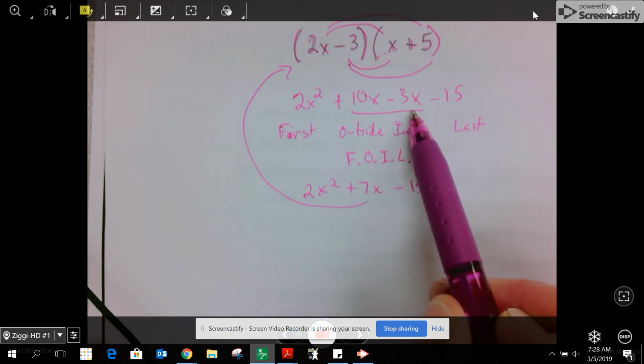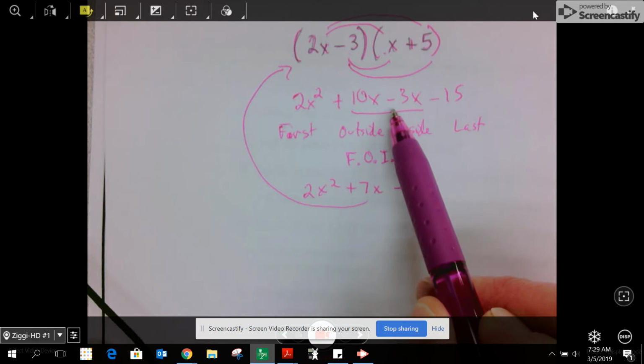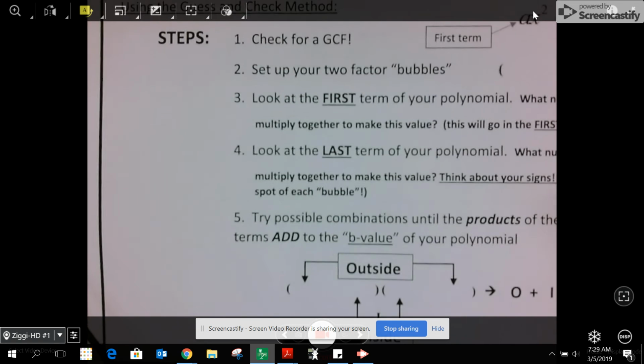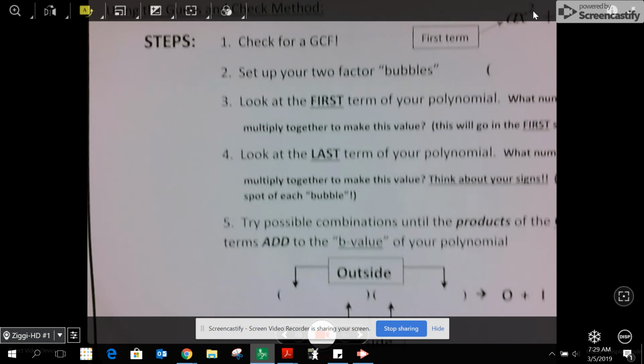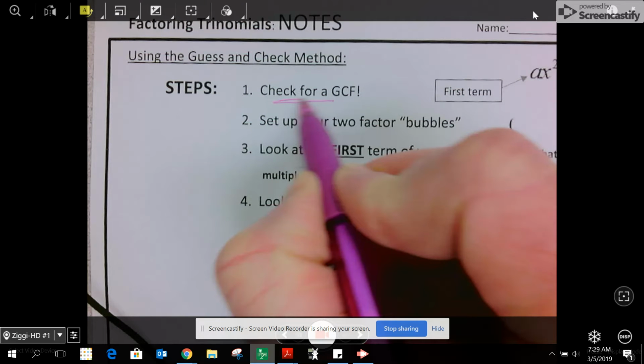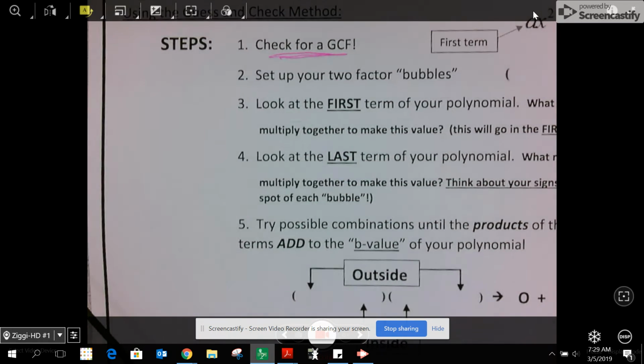And so I'll just show you a couple examples. You just got done with factoring 3 other ways. This is the last method. Okay, so all the steps are listed here. The one thing I will highlight is it does say check for a GCF. We always do that first. On our initial problems, there won't be very many like that, but as we get more advanced, that's important. So this walks you through all the steps.